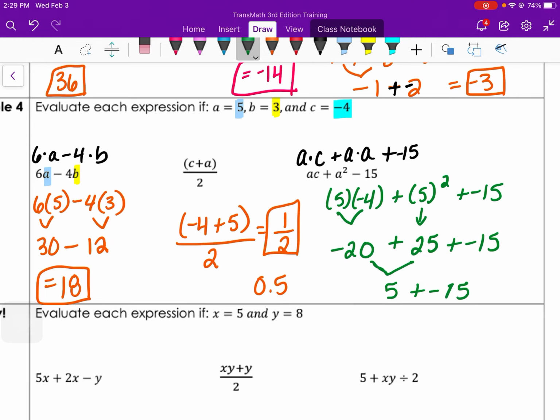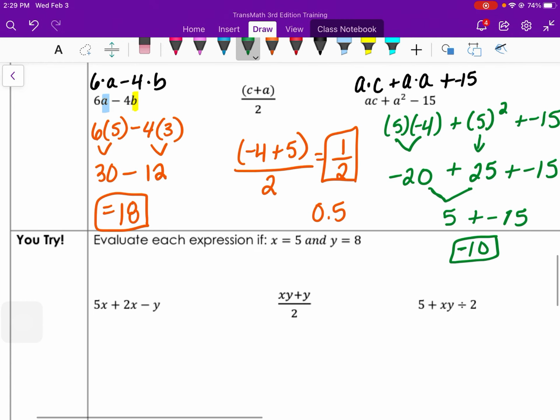5 plus negative 15. 15 minus 5 is 10, and it's negative 10 because 15 is bigger and it's negative. So I subtracted there because they have different signs. So I find the difference between them. So my final answer would be negative 10.